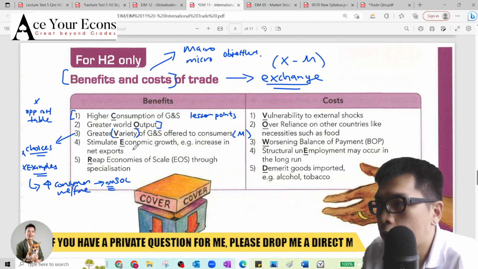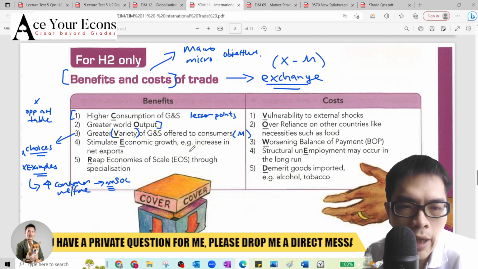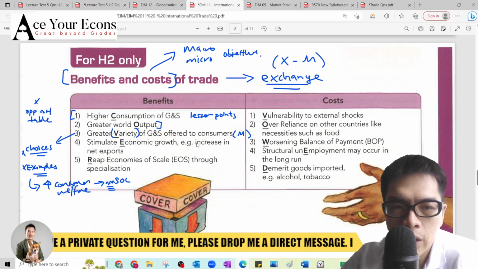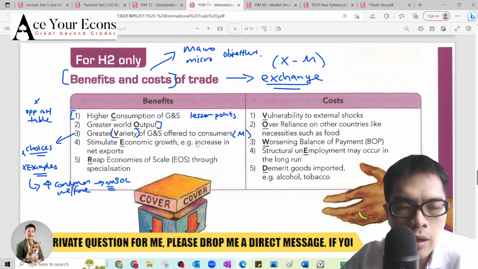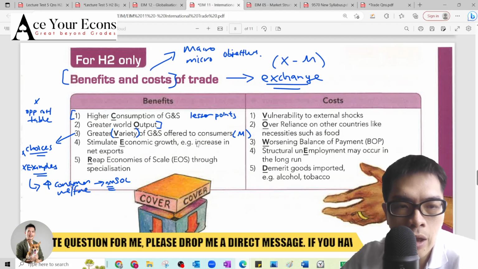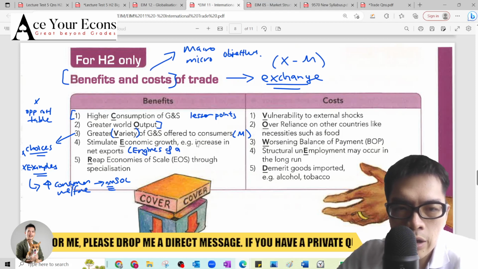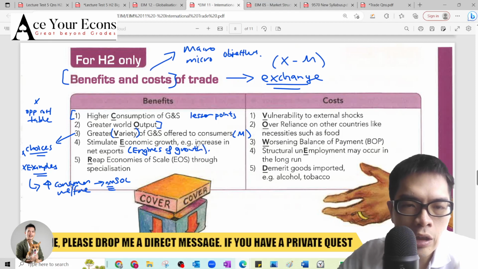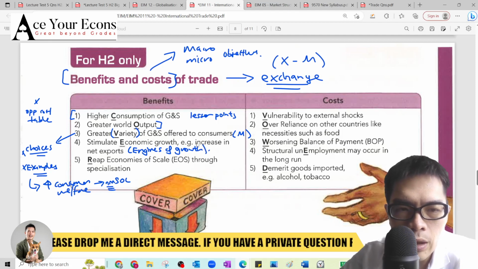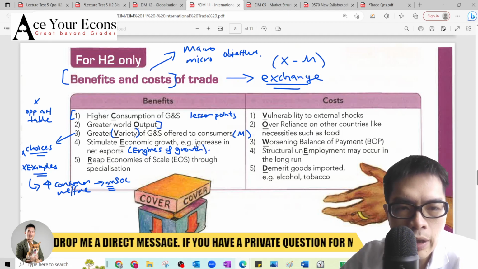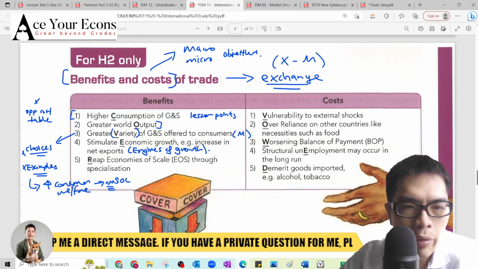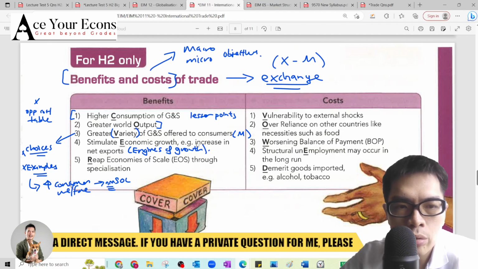Right, so item 4. Make sure if you want to develop item 4, you want to illustrate how trade promotes economic growth. Some of the schools also use this term called engines of growth. They are used interchangeably. So you want to illustrate how, when there's trade, X minus M will increase.